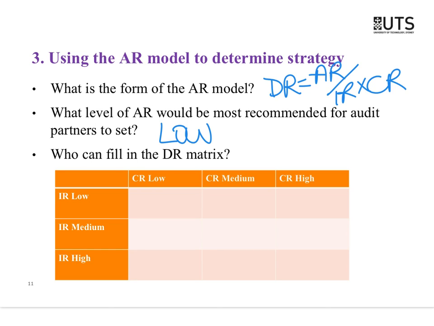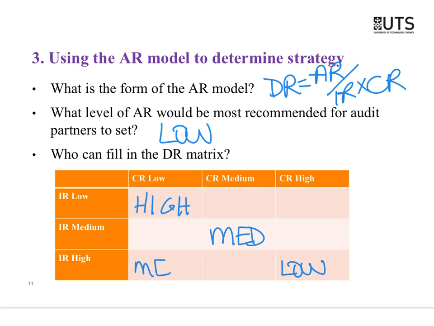So when inherent risk is low and control risk is low, detection risk is? High. Phew. All right. When inherent risk and control risk are high, detection risk is? Low. And when inherent risk and control risk are both medium, detection risk is? Medium.